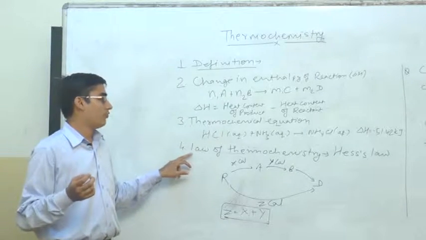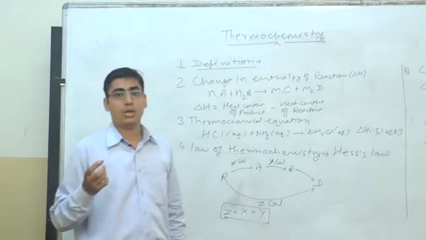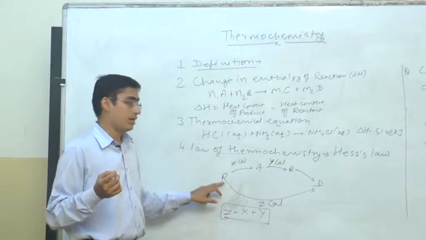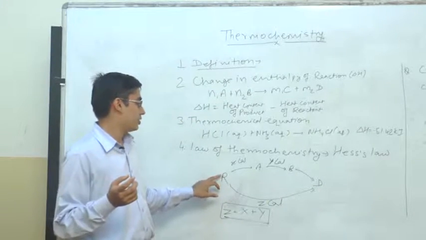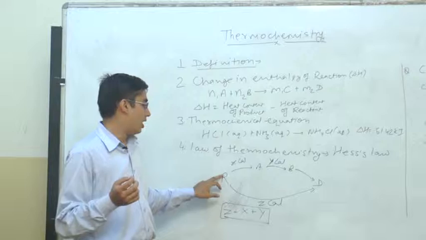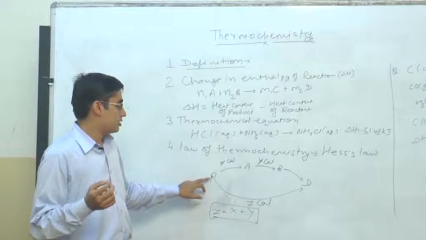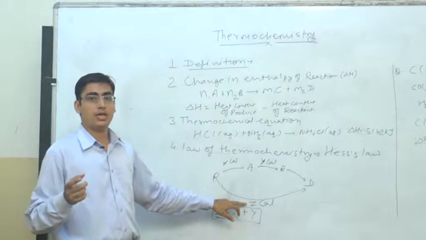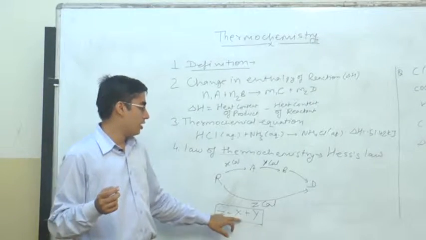Now, what is the law of thermochemistry? With the help of this law, we can study many reactions. Suppose there is a reaction where R is the reactant and D is the product. If the reaction takes place step by step, first A is formed, then B is formed, then the heat released from R to A is X calories and from A to B is Y calories. And if the reaction takes place by another pathway, directly from R to D, then the heat released is Z calories. Then according to Hess's law, Z calories is equal to X calories plus Y calories.